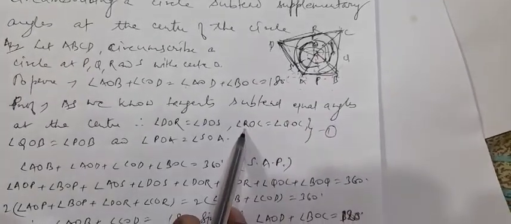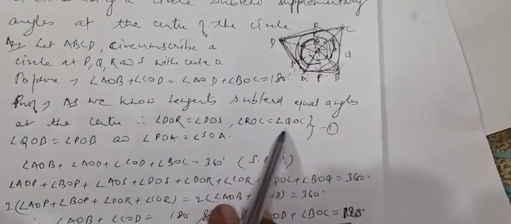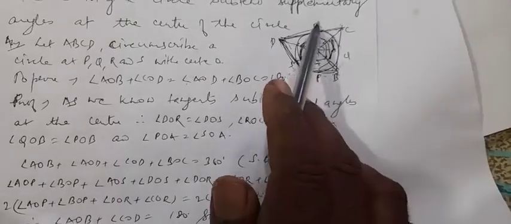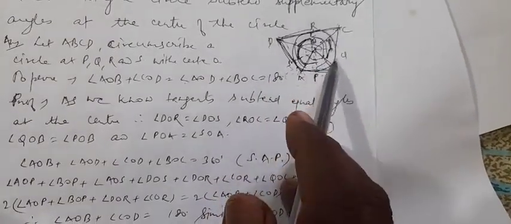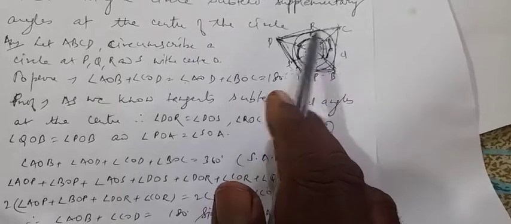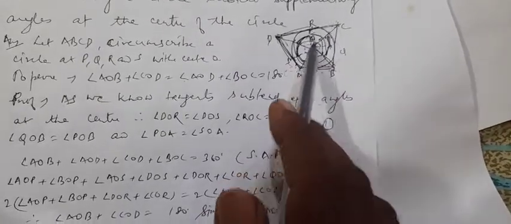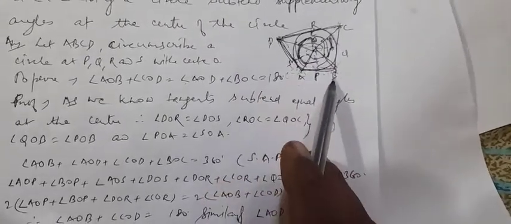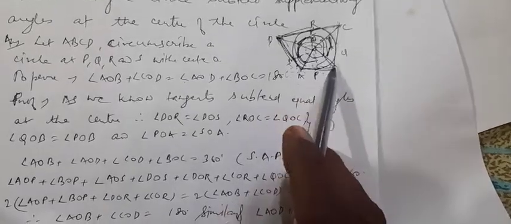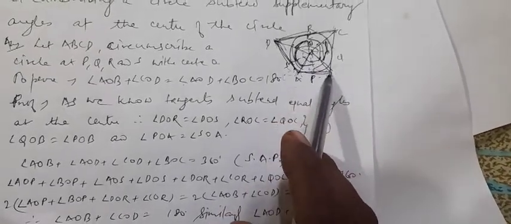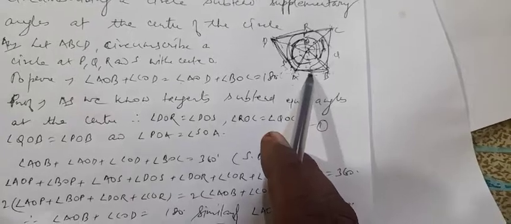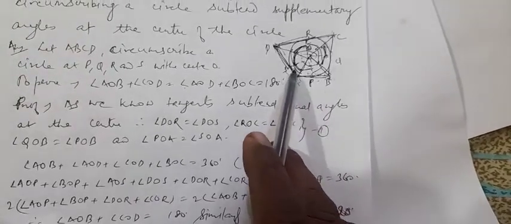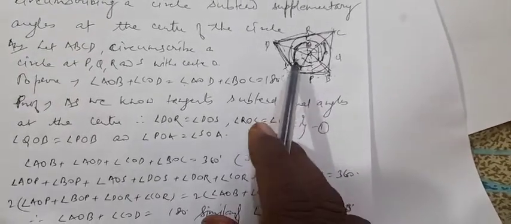Then angle ROC is equal to angle QOC. Angle ROC and angle QOC are subtended by the tangents CR and CQ, so they are equal to each other. Similarly, angle BOQ and angle BOP are subtended by the tangents BQ and BP. And tangents AP and AS subtend angle AOP and angle AOS, which are shown over here.